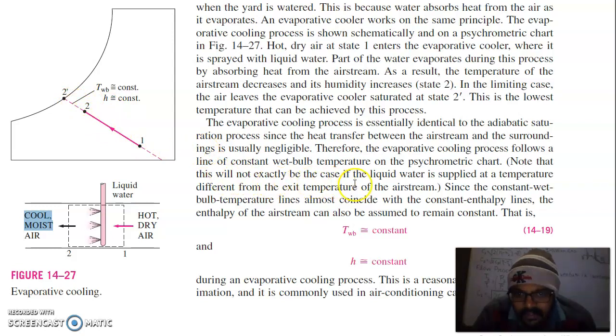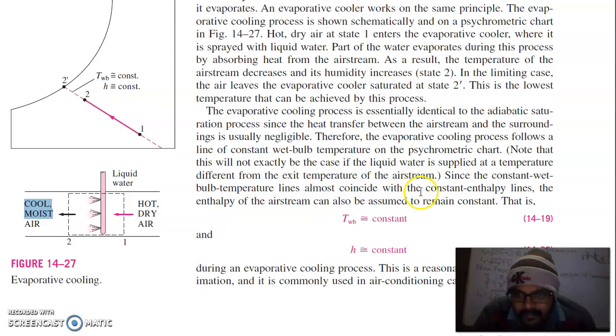Note that this will not exactly be the case if the liquid water is supplied at a temperature different from the exit temperature of the air stream. Since the constant wet bulb temperature lines almost coincide with the constant enthalpy lines, the enthalpy of the air stream can be assumed to remain constant. So this is the wet bulb temperature line, and isenthalpic lines also follow the same pattern. They go in this direction, almost parallel. So you can say wet bulb remains almost constant, and enthalpy remains constant during evaporative cooling. This is a reasonably accurate approximation, and it is commonly used for air conditioning calculations.